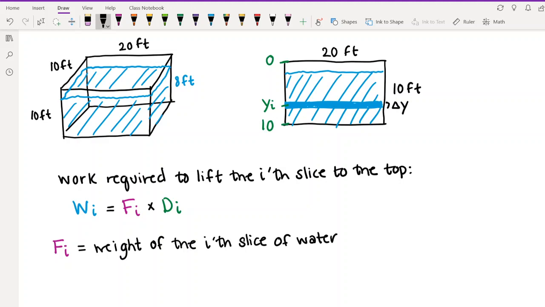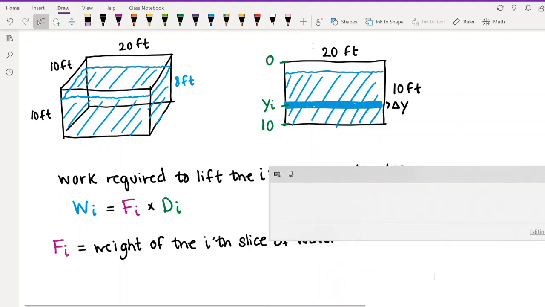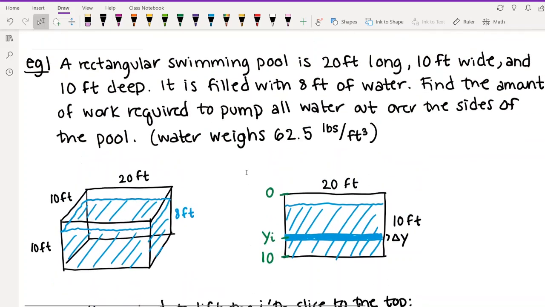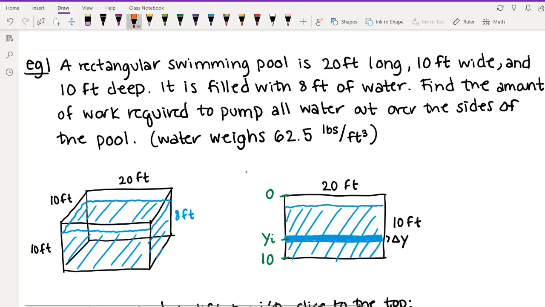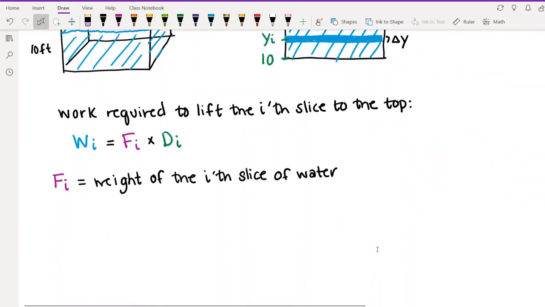Okay, so how are we going to find the weight of this slice of water? Well, going back to the question, we have this piece of information, kind of like in the last one, that talks about density. So this tells us that water weighs 62.5 pounds per cubic foot.